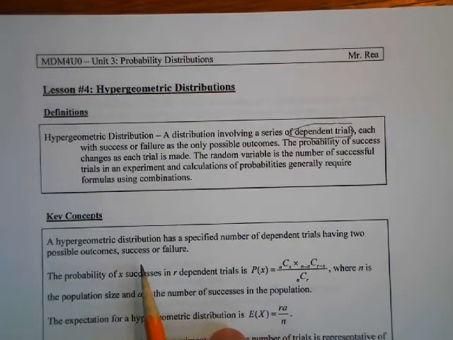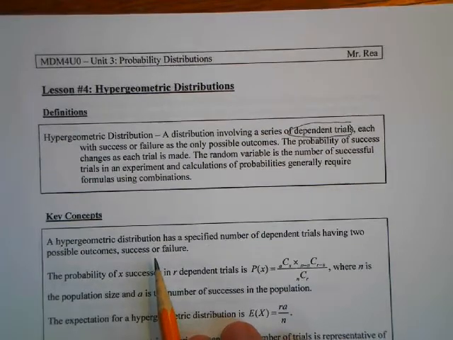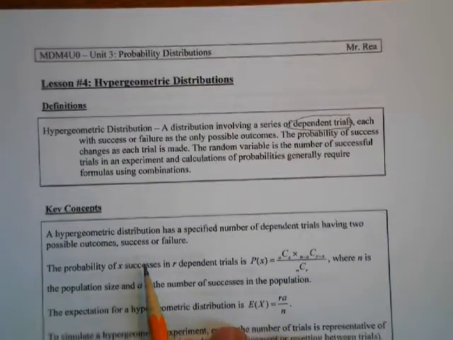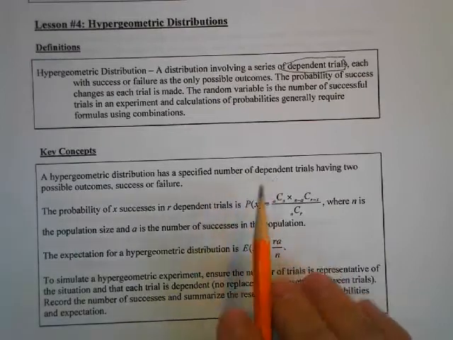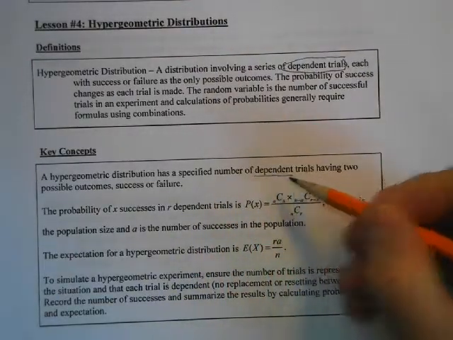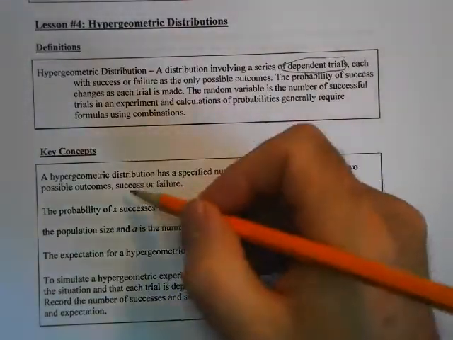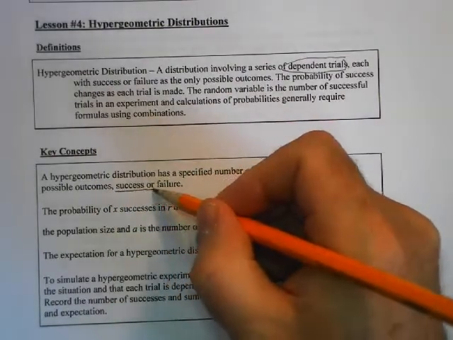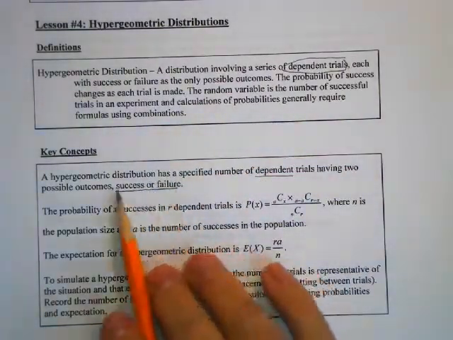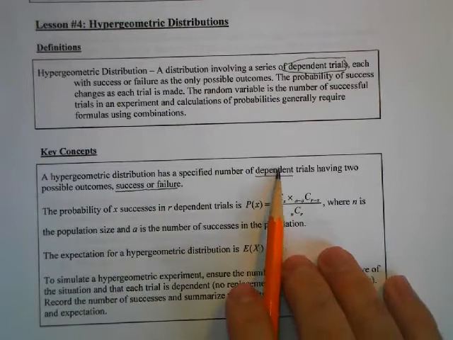So let's go down to the key concepts. There's not too many before we get into the examples. Hypergeometric distribution has a specified number of dependent trials. So there it is again, having 2 possible outcomes, success or failure. So it's similar to binomial in that respect. It's different in that respect.